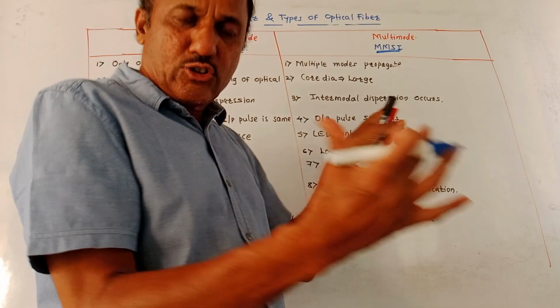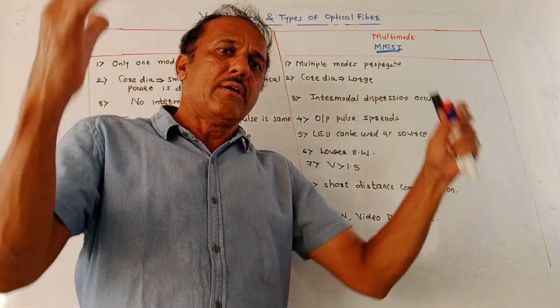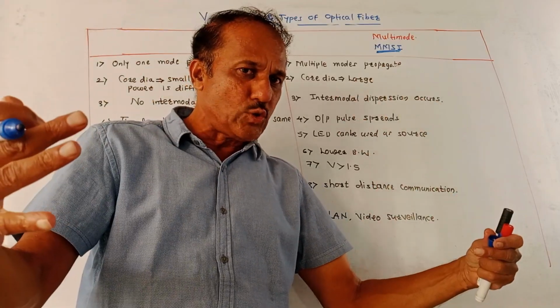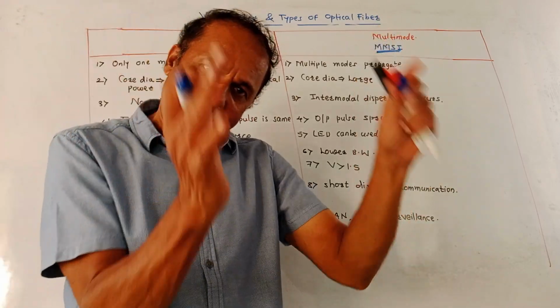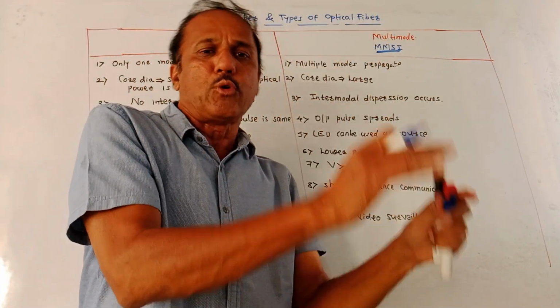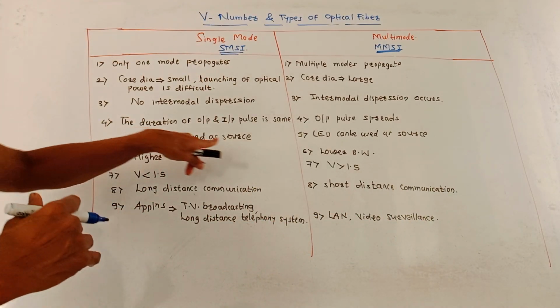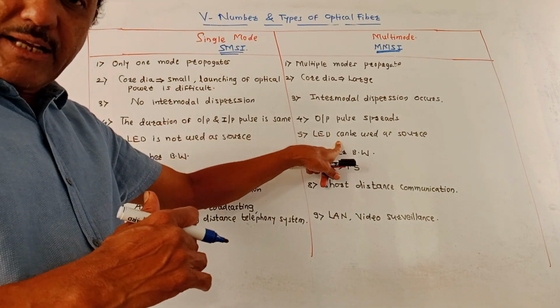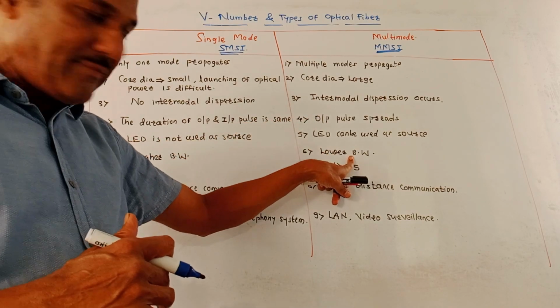Whereas in case of MMSI, the broadening of output pulse takes place because many modes, many wavelengths are used which are traveling simultaneously, which follow different paths, and they are not reaching the output at the same time. So spreading of output pulse takes place. LED cannot be used as a source. In this case, LED can be used as a source. This gives higher bandwidth. MMSI gives lower bandwidth.